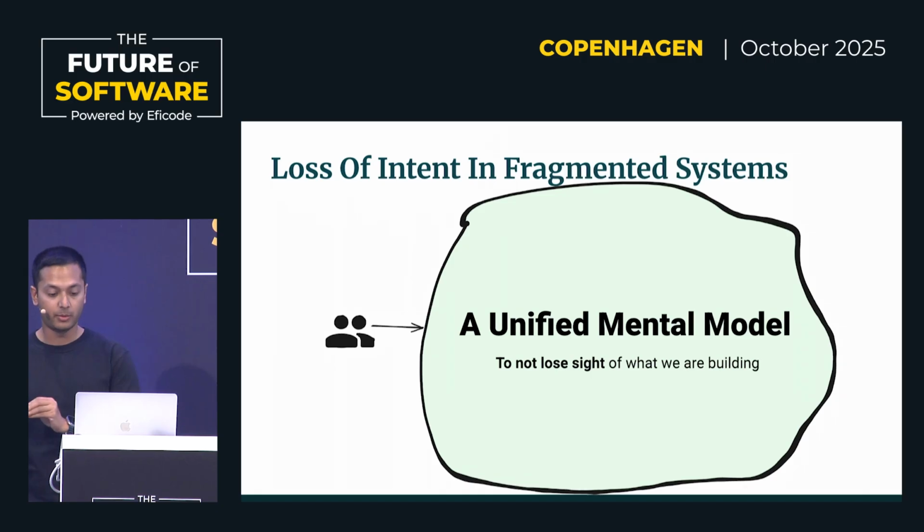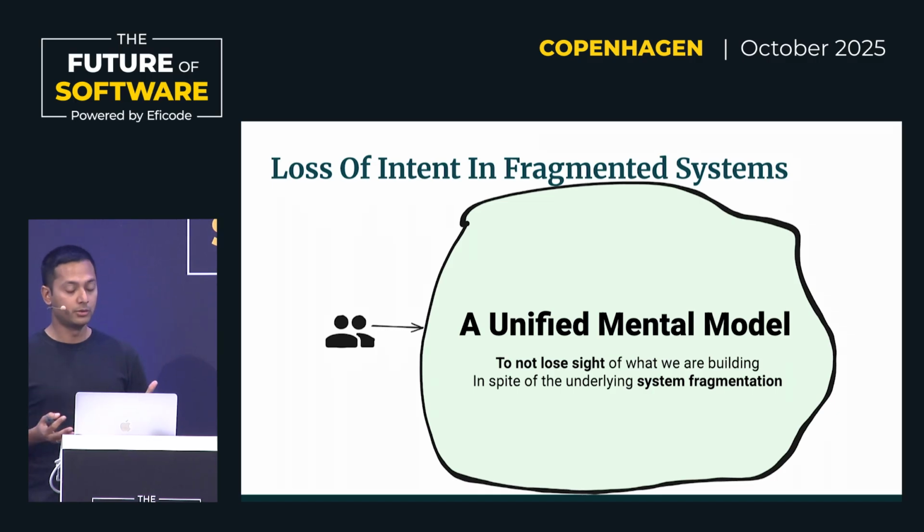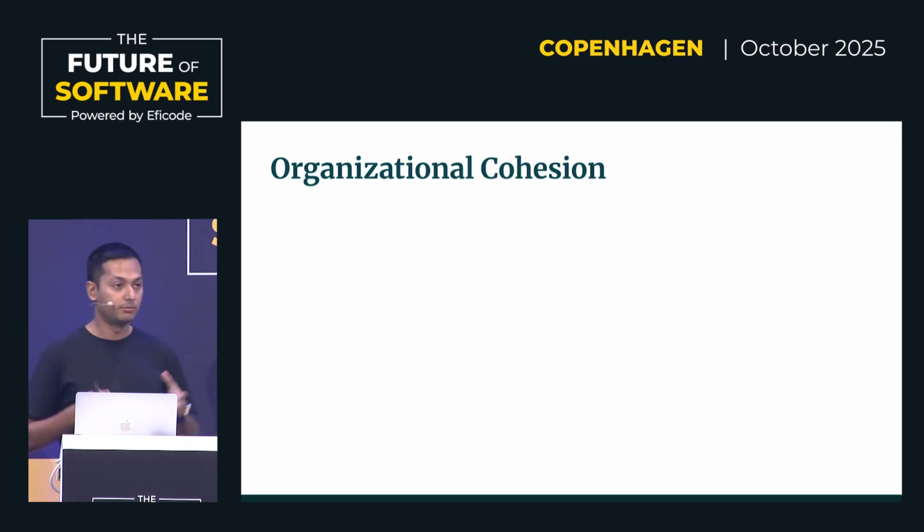Even though our systems are fragmented, we are building one thing. So this unified mental model would give us a view of what we want to build as a whole. And this is important because we cannot just build systems. We have to work together with the rest of the organization.